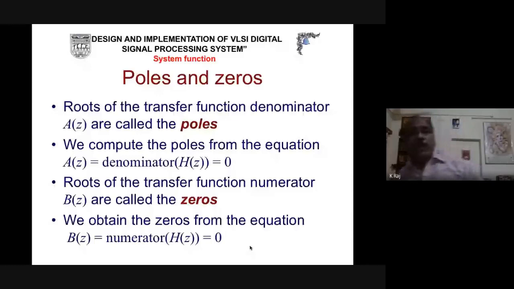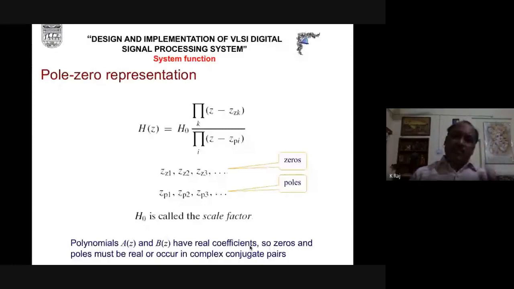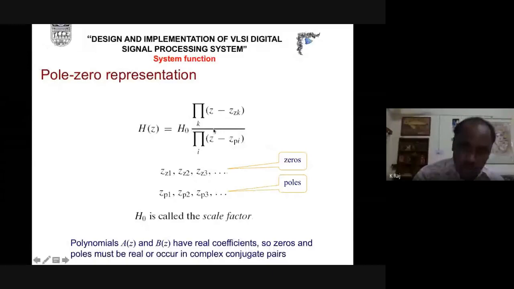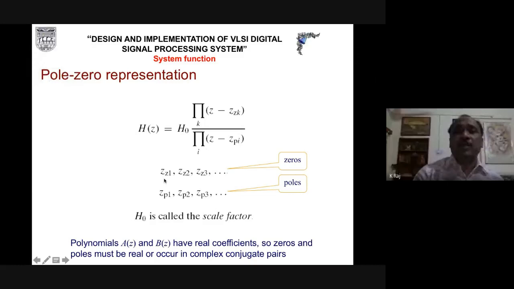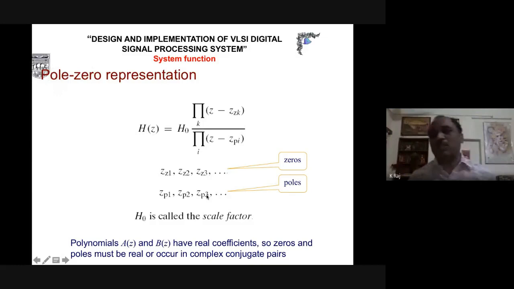The pole-zero representation. How does the pole-zero representation take place? In a similar fashion to what we discussed in the previous section for the analog or continuous time system, here H(z) will be equal to H0 times the ratio of two polynomials. In the numerator it is represented by the product of (z minus zk), where zk are the zeros, and k means the kth zero. Similarly, in the denominator, (z minus pi), where p are the poles, the ith pole. Here z1 is the first zero, z2 the second zero, and so on. Similarly, p1, p2 are the first and second poles, and so on. H0 is the scale factor.